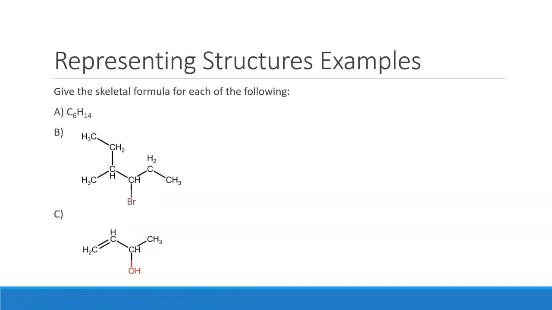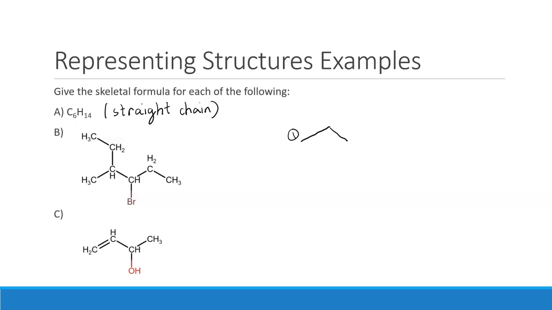Our next set of examples, we are asked to give the skeletal formula for each of the following. And the first one, they're giving us the molecular formula. So we're going to assume that we're dealing with straight carbon chains. And in the question, it should tell you that this is a straight chain. And so remember that as I start my straight chain, at the end of every line is a carbon.